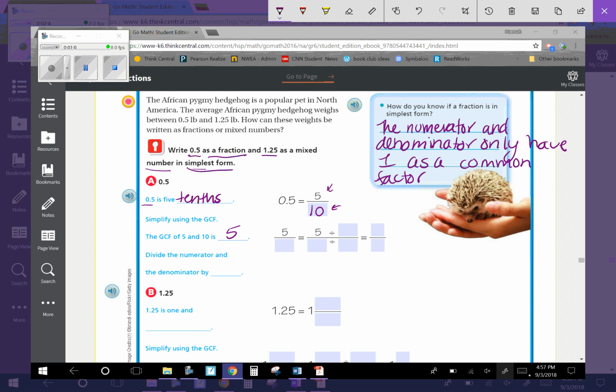Now we have 5/10, and we're going to take that 5/10 and divide the numerator and the denominator by 5. So 5 divided by 5 is 1, 10 divided by 5 is 2. Once we divided the numerator and the denominator by 5, we get 1/2. So 5/10 can be simplified to 1/2.